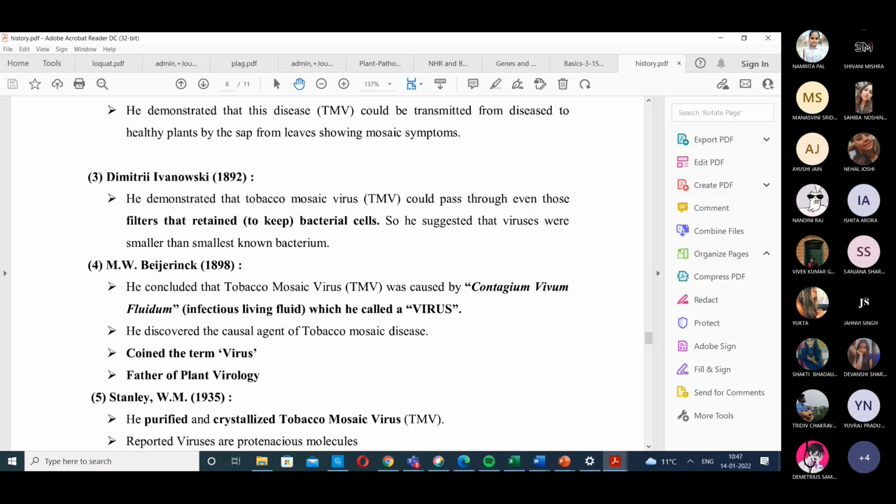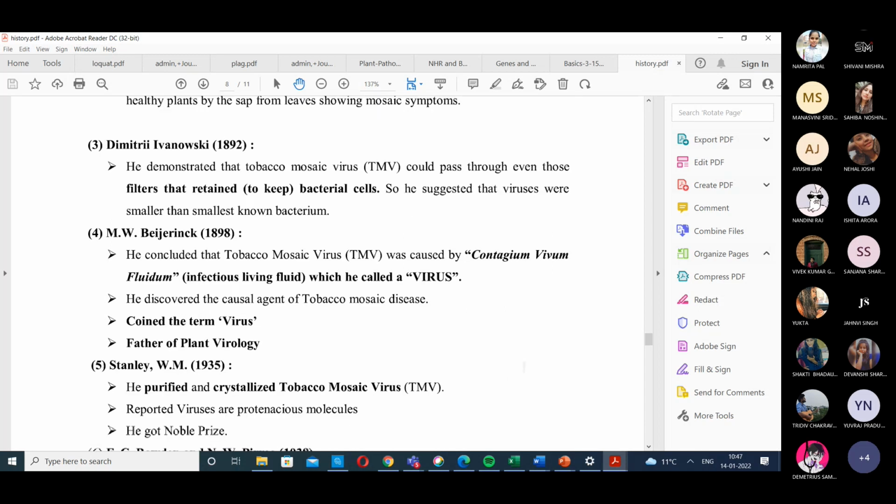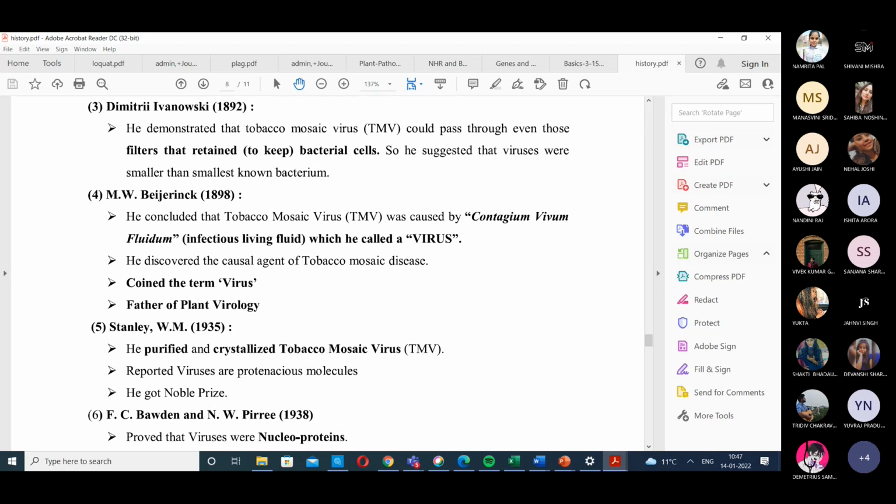Then M.W. Beijerinck concluded that tobacco mosaic virus was caused by Contagium vivum fluidum. Contagium means infectious, vivum means living, fluidum means liquid, right? Which he called a virus, right? So he discovered the causal agent of tobacco mosaic virus. He also coined the term virus. So M.W. Beijerinck is known as the father of plant virology.